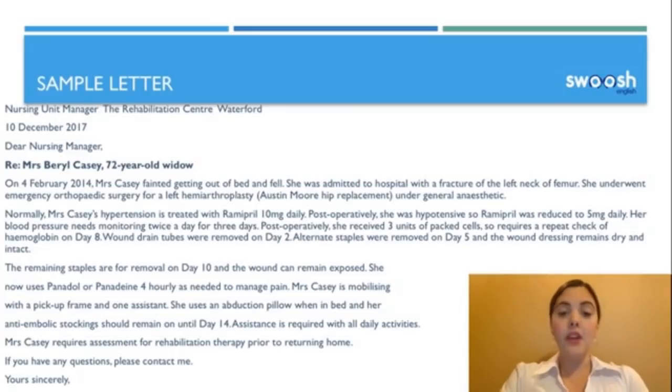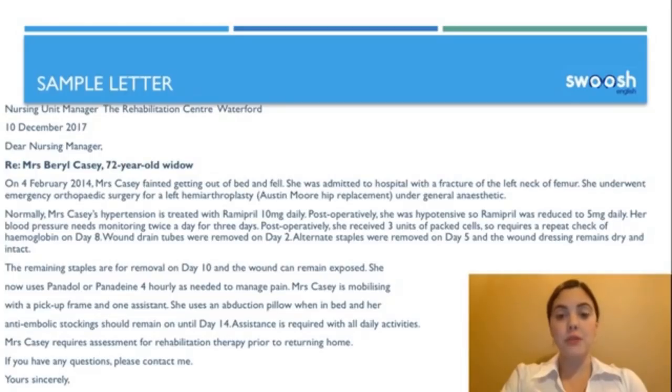Normally, Mrs. Casey's hypertension is treated with Referral, 10 milligrams daily. Post-operatively, she was hypertensive, so Referral was reduced to 5 milligrams daily. Her blood pressure needs monitoring twice a day for 3 days. Post-operatively, she received 3 units of packed cells, so requires a repeat check of hemoglobin on day 8.